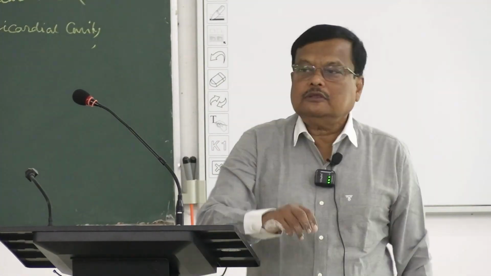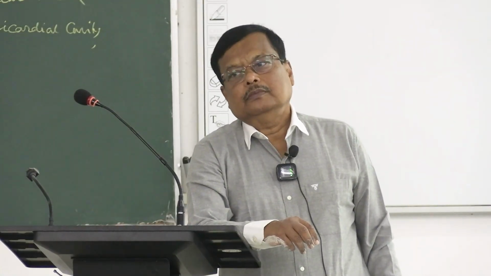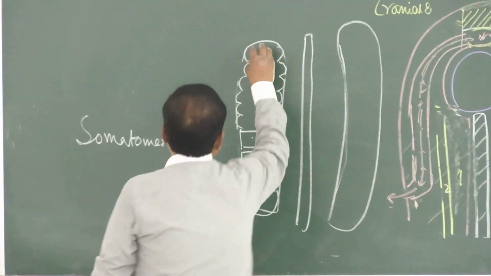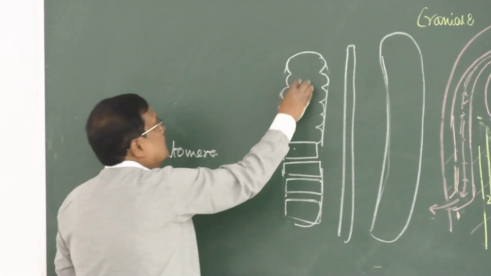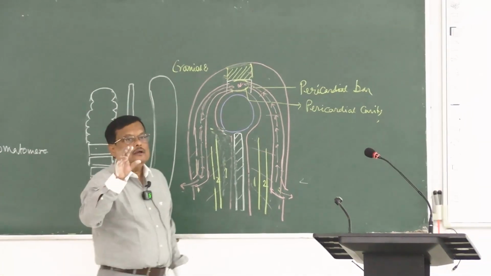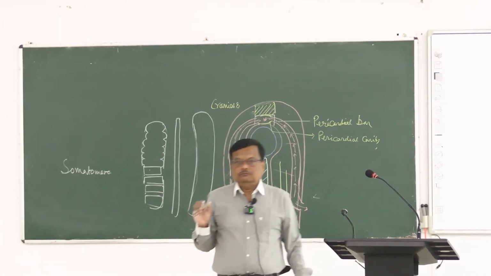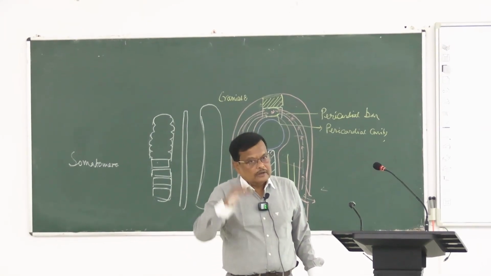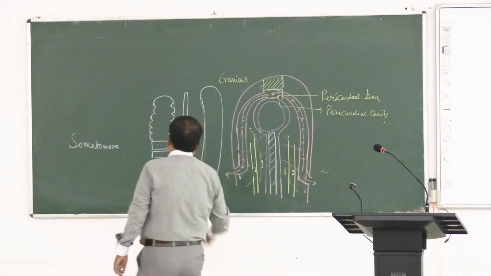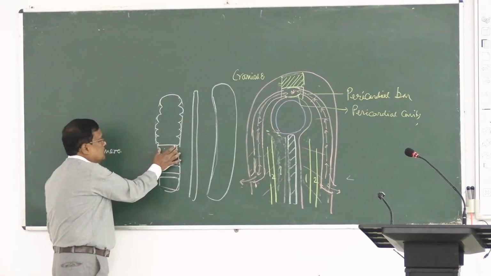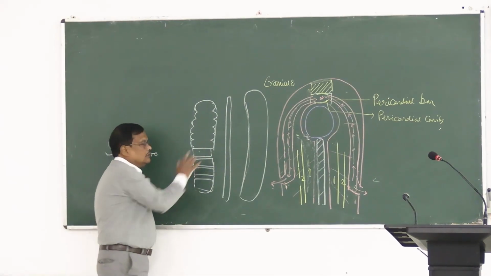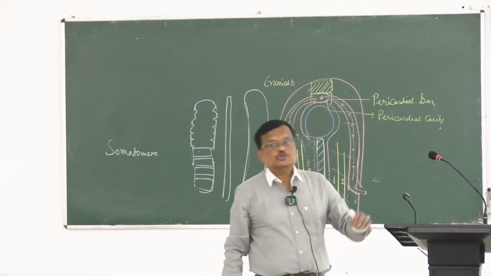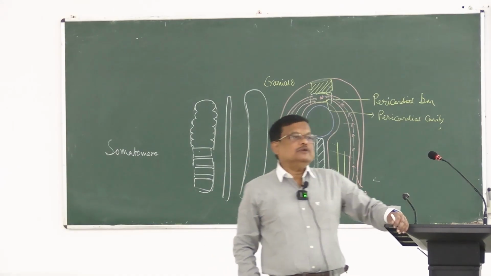ফ্রম হোয়ার দিস সোমাইটস ডেভেলপ? Paraxial mesoderm. It has been found few paraxial mesoderm become partly segmented, not form the proper somites. We call it somatomeres. And caudal part from the cervical region, they form the whole like total cubes, ultimately compacted to form the whole like structures. We call somites.